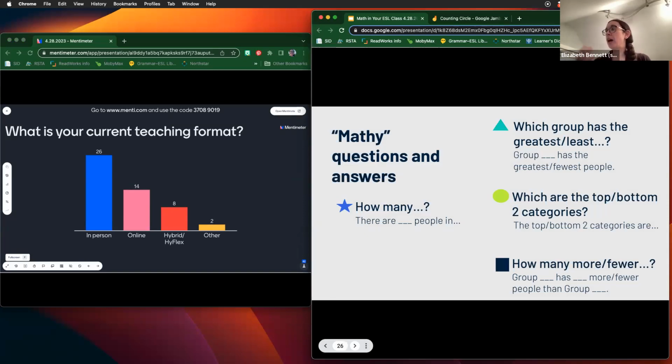answers. Definitely how many, which group has the greatest or least. If you're doing some data analysis, graph reading, what are the top 2 categories? Which are the bottom 2 categories? If you want to start comparing numbers, how many more people teach in person than online? So there's a lot of possibilities with this. And again, it's very, very low stress. Anyone can contribute, even if they feel like they don't have a lot of prior math knowledge.